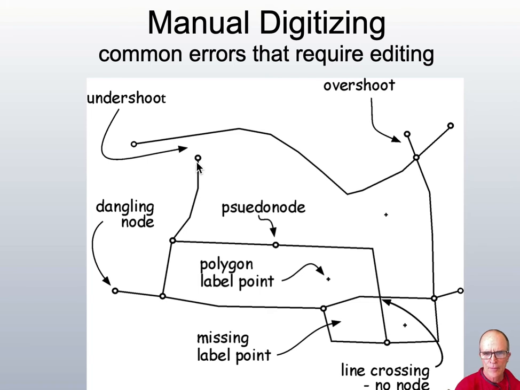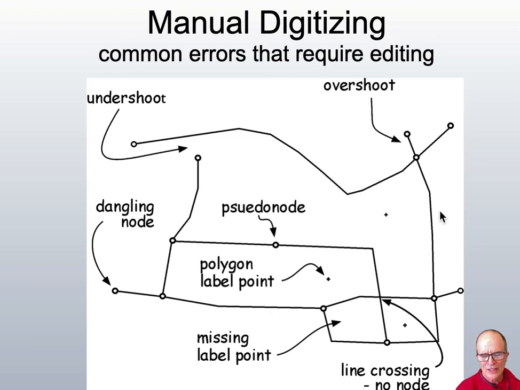So we have undershoots. This is a polygon I'm trying to complete, but I don't connect all the way. Or I might not put a node in when I should, and so I get these weird overlapping polygons. Or I might have dangling nodes. It was supposed to end here, but it hangs over, so my network might be goofy. Or I might not add label points to the inside of a polygon, so we don't know what the identity of that polygon is. So typically we digitize and then we clean.